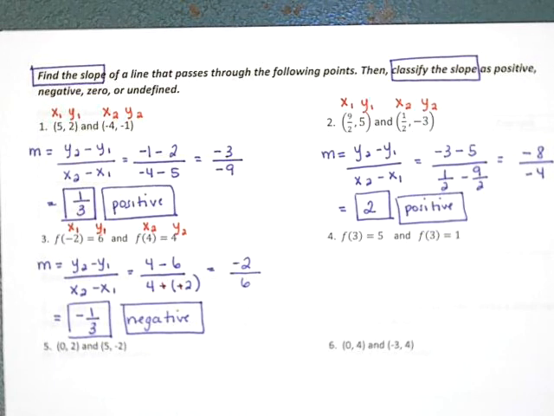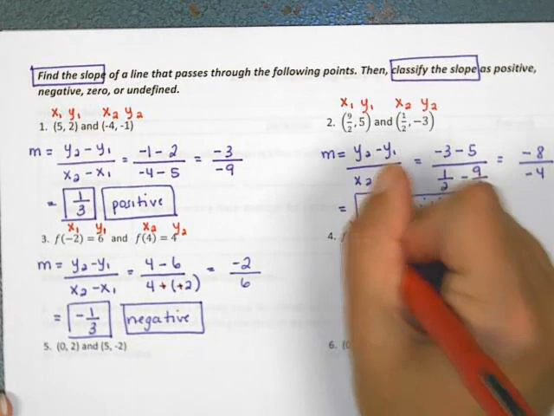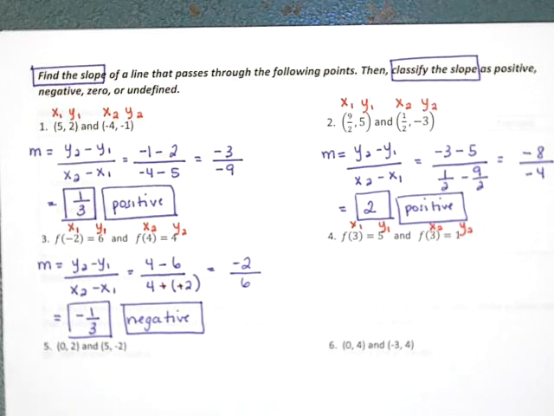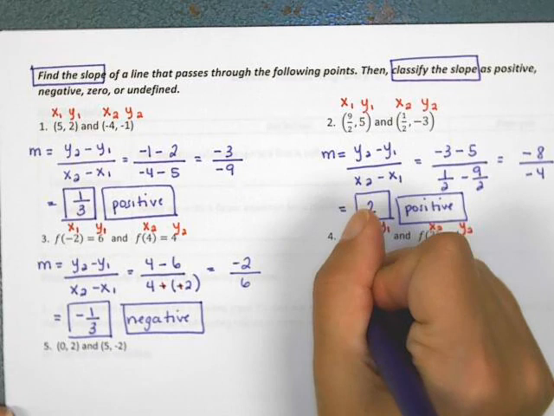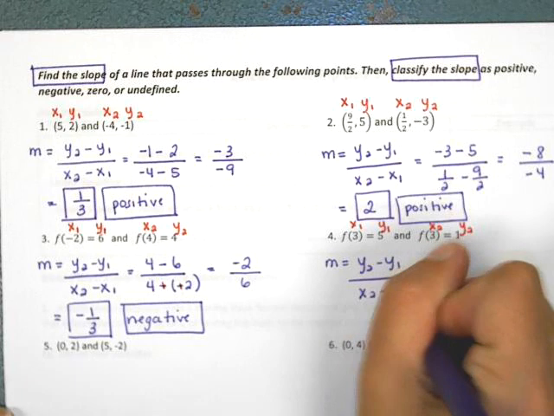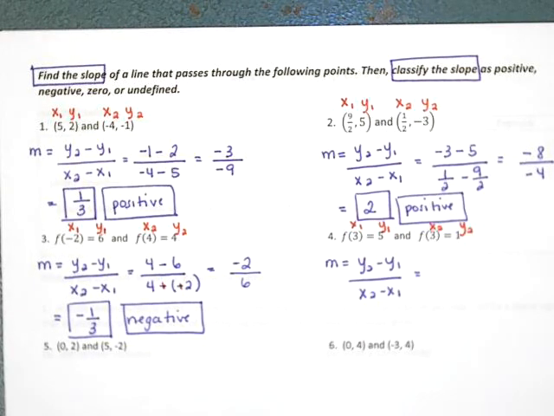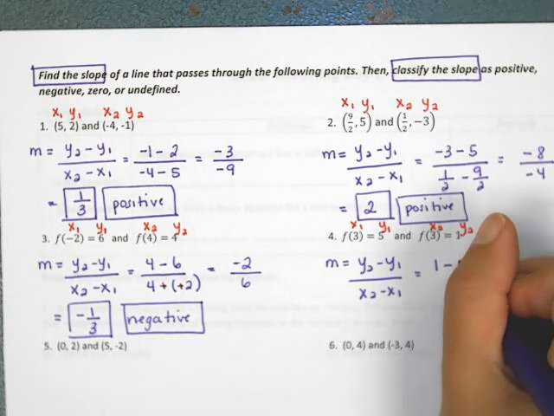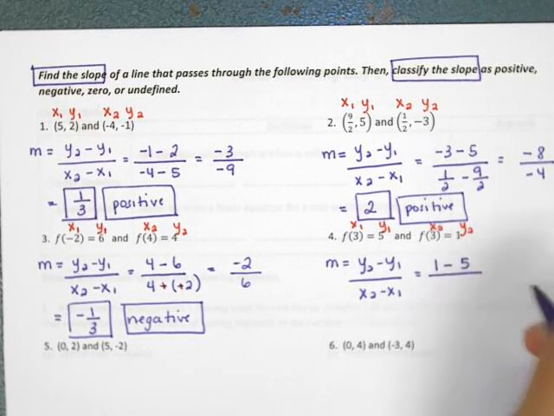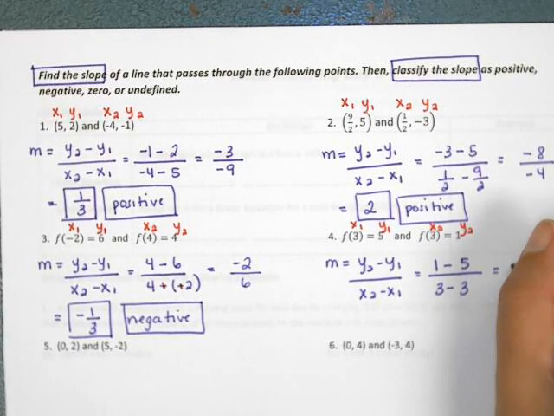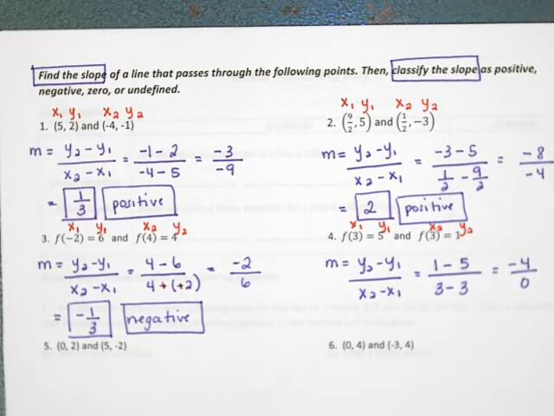Let's try another one. So in this problem, I would write x1, y1, x2, y2, same as I did with an ordered pair, it's just function notation. My formula would be y2 minus y1 over x2 minus x1. And now I'm just going to plug in my numbers. So y number 2 is 1 minus y number 1 is 5. X number 2 is 3 minus x number 1 is 3. So when I simplify this, I get negative 4 divided by 0.